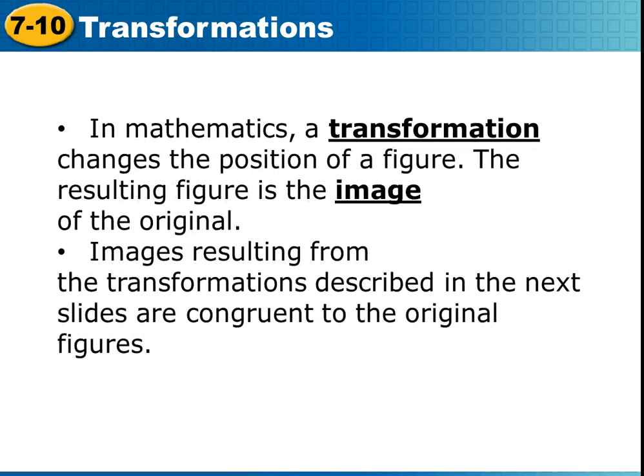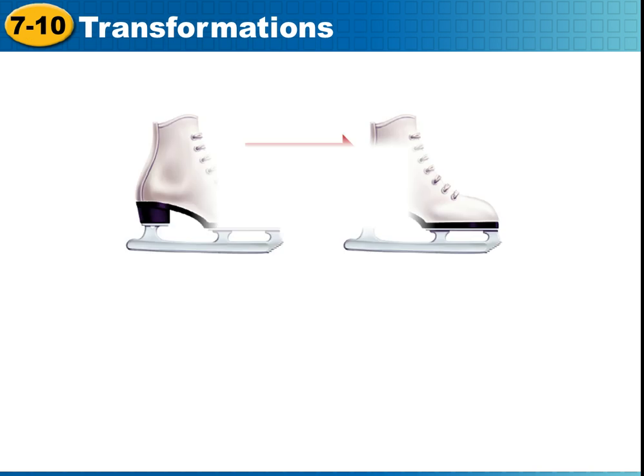In mathematics, a transformation changes the position of a figure. The resulting figure is what we call the image of the original. Images resulting from the transformation are congruent to that original figure. So they're the same size, same shape. So transformations don't change the shape or size of a figure.